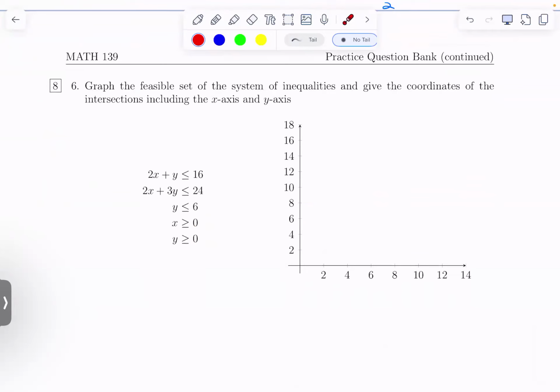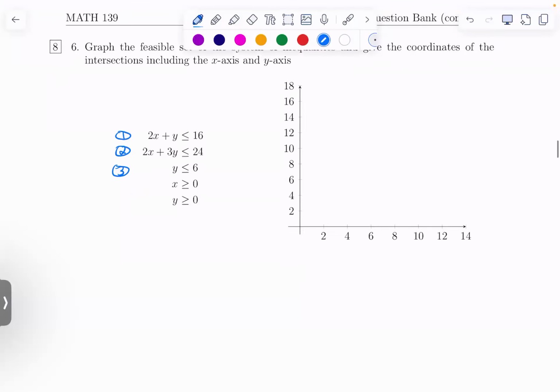Graph the feasible set of the system of inequalities and give the coordinates of the intersections, including the x-axis and the y-axis. Okay, I'll be nice and draw the lines for you, but you'll have to tell me which line corresponds to which equation. First, we'll label these 1, 2, 3. Then x greater than 0, y greater than 0, let's tackle those right away.